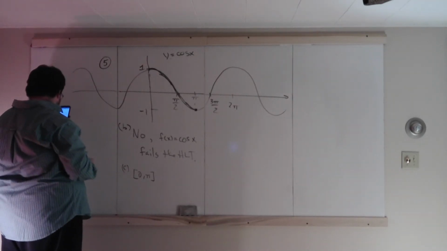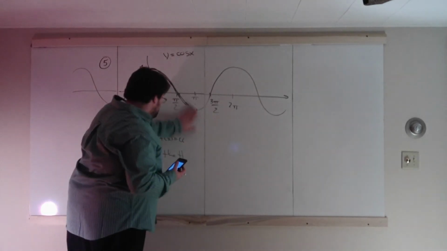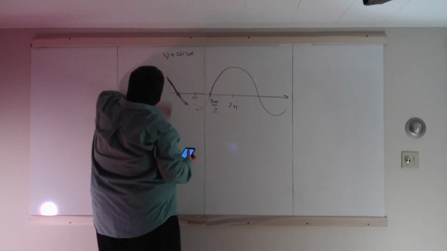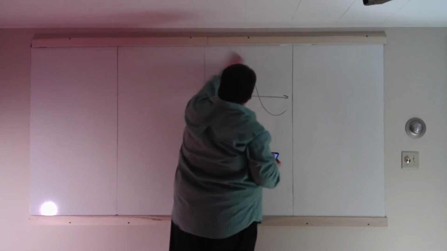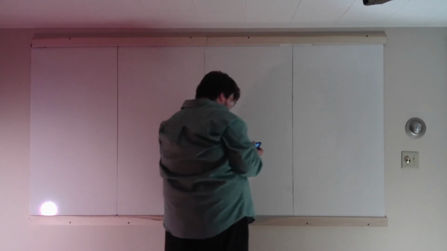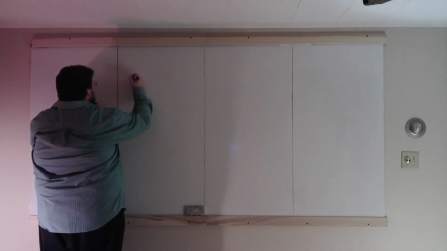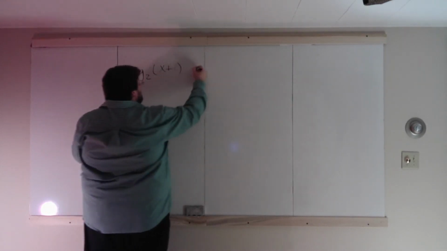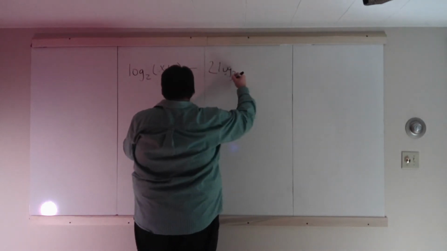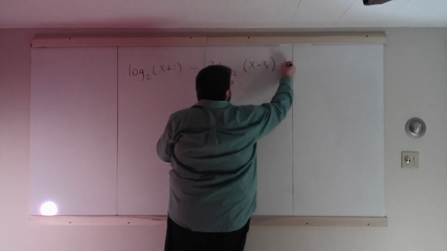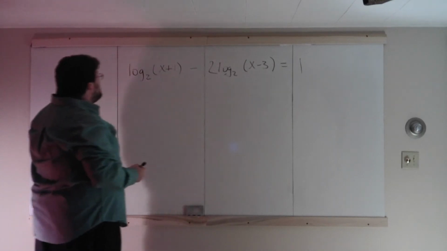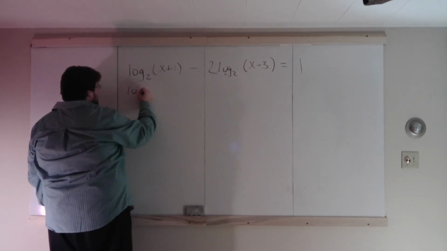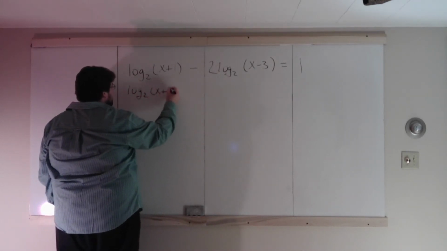Part 6, number 6. Solve for x. Log base 2 of x plus 1, minus 2 log base 2 of x minus 3 equals 1. Well, let's first combine those logs. They have the same base. Well, actually, let's first get rid of the 2 before combining. You could have done this in one step.